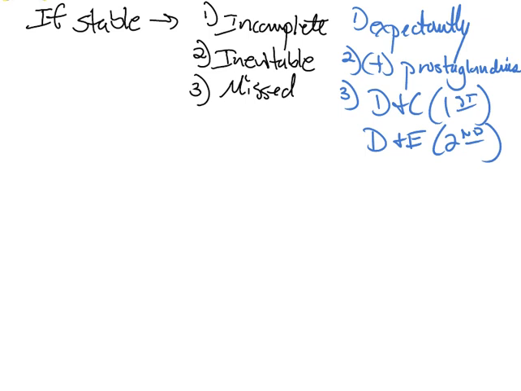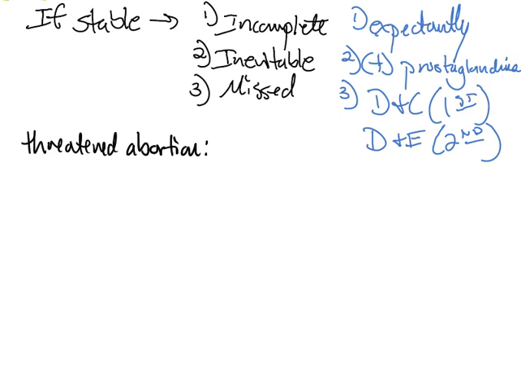Now, a threatened abortion should be managed with pelvic rest, and the patient should be monitored for continued bleeding. Now, RhoGAM, the good old RhoGAM, should be given to all Rh negative women with vaginal bleeding. That's kind of obvious.